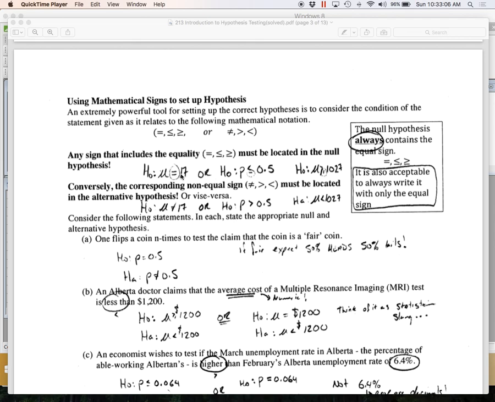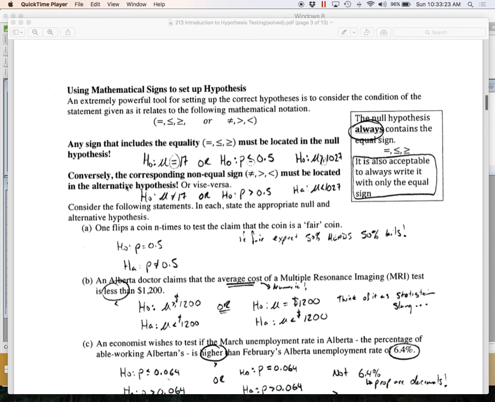For example, mu is equal to 17, or p is less than or equal to 0.5, or mu is greater than or equal to 1027. Always, always, always have to have some sort of equal sign in the null hypothesis. Conversely, the alternative never has an equal sign. For example, these two go together, they're pairs. Mu is equal to 17, alternatively, mu is not equal to 17. P is less than or equal to 0.5, alternatively, P is greater than 0.5. Okay, so it's the other side here. Mu is greater than or equal, and mu is less than. These things have their little partnerships.